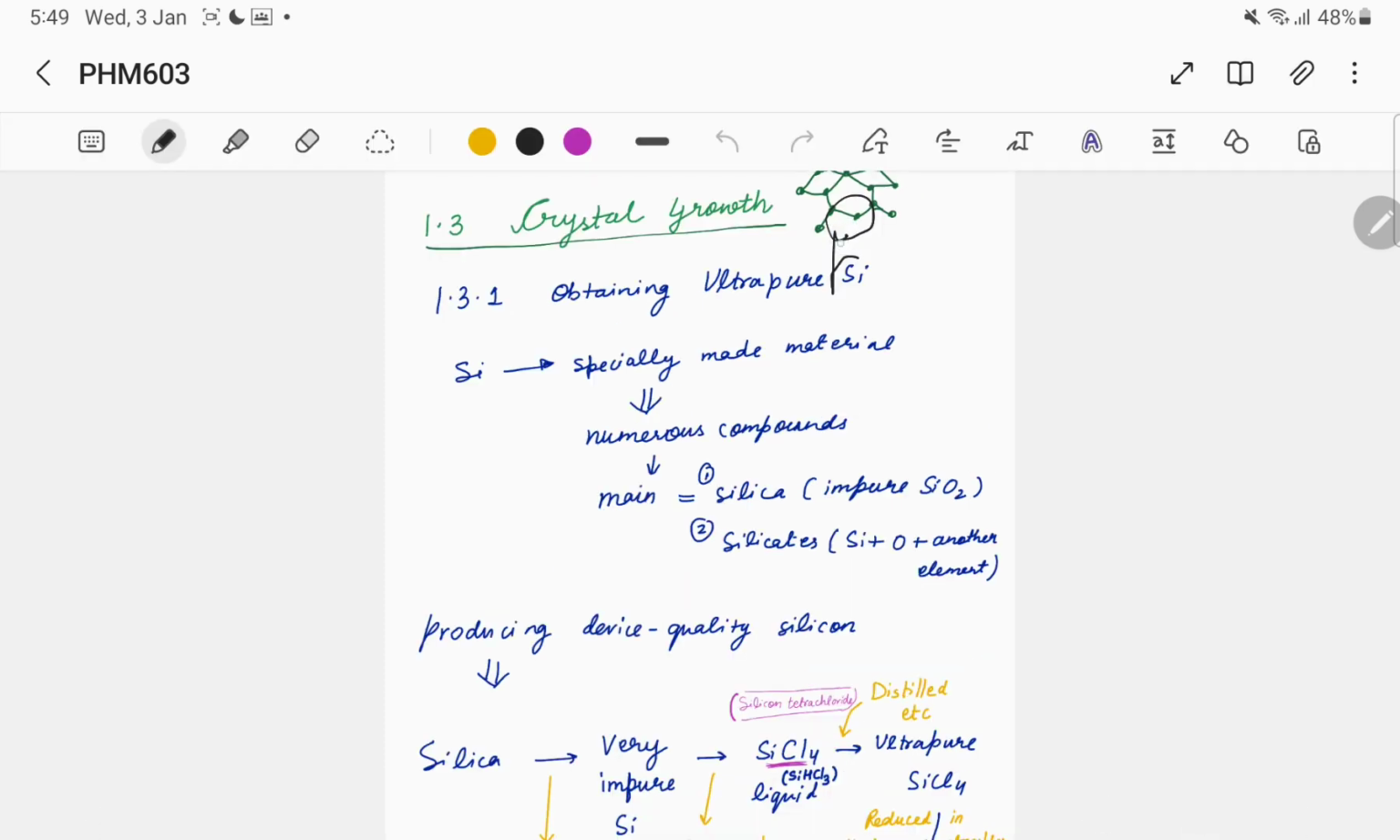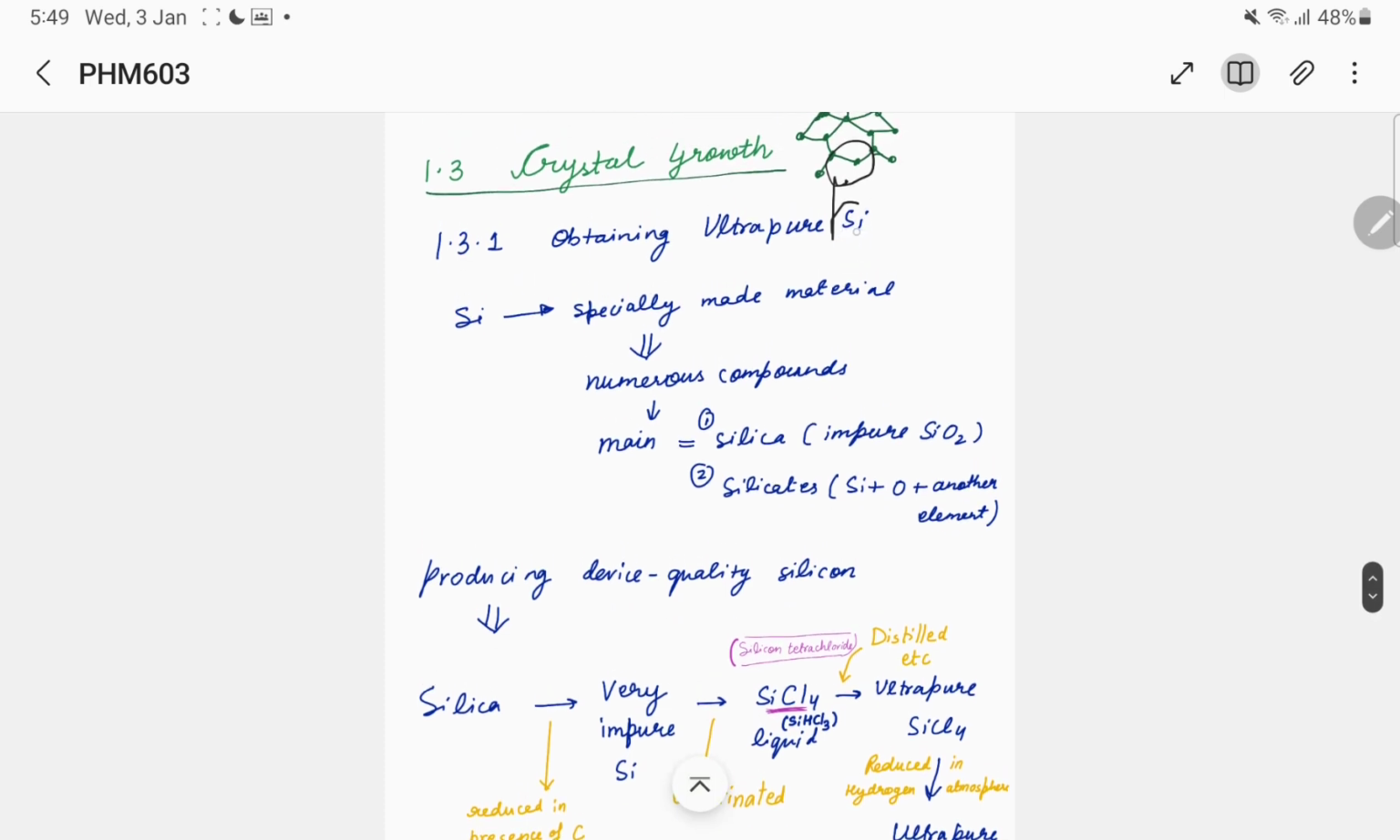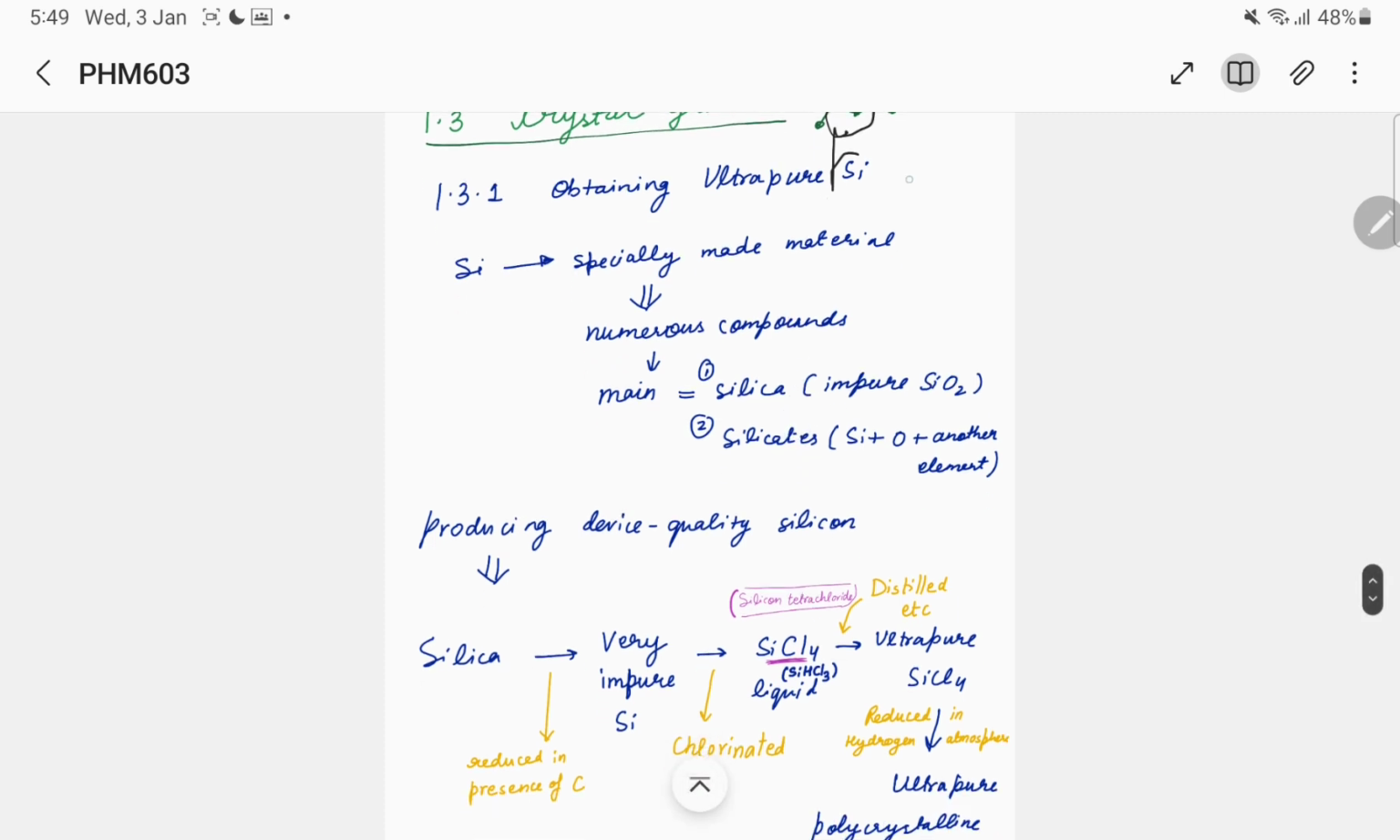We first know that when we use silicon in diodes and semiconductors, the silicon is very pure. We will soon study that, and there we will be doing doping, etc. But right now we'll be looking at how we can obtain ultra pure silicon element or silicon crystal.